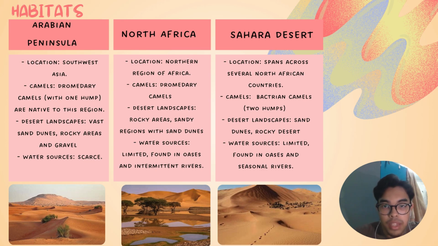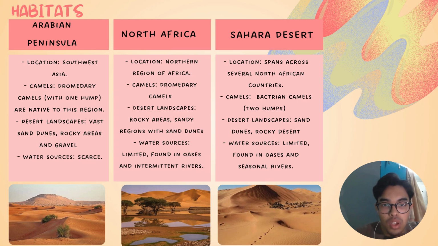The location of Arabian Peninsula is Southwest Asia. The type of the camels is dromedary camels with one hump, and they are native to this region. The desert landscape is vast sand dunes, rocky areas and gravel, and the water sources of Arabian Peninsula are scarce. At the bottom, you can see the image as an example of Arabian Peninsula.